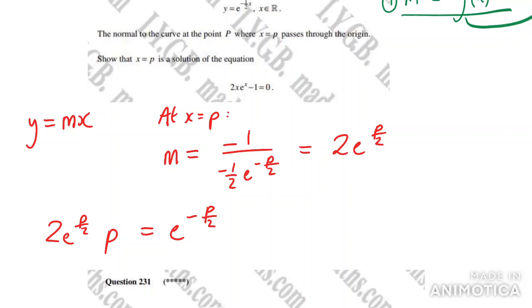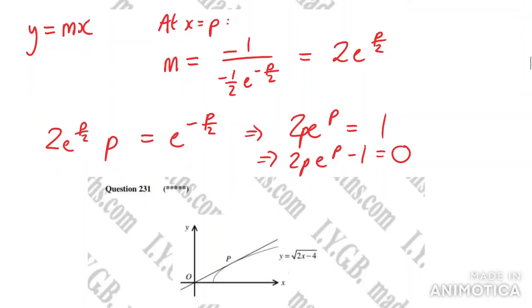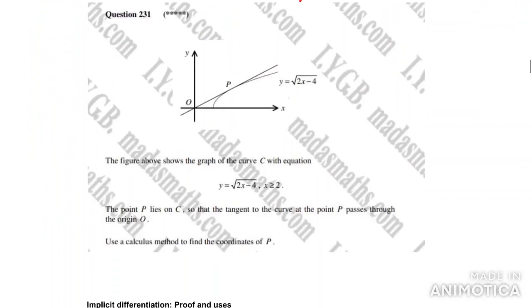So if we look at what they've got, minus 1, and they haven't got an e to the minus p over 2. So if we just multiply through by e to the p over 2, we get 2e to the p times p equals 1. And subtracting 1, we get 2p e to the p minus 1 equals 0, which is what they want. Obviously, just relabeling p for x. And so you can see that they're very predictable.